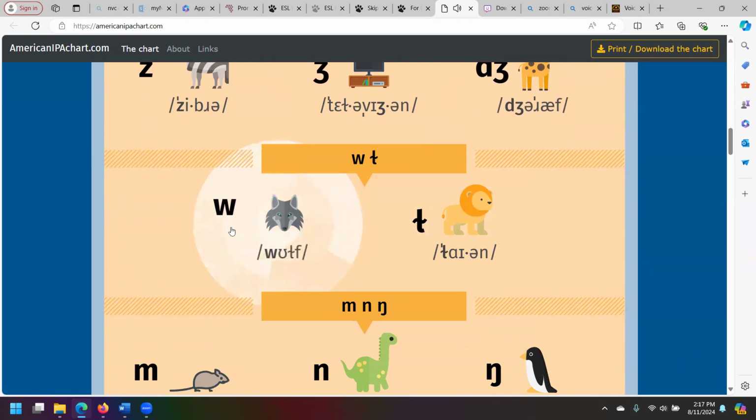This is usually written with a W. So that's the symbol, and that's how we spell it. Now this one is usually written with an L. Sample.